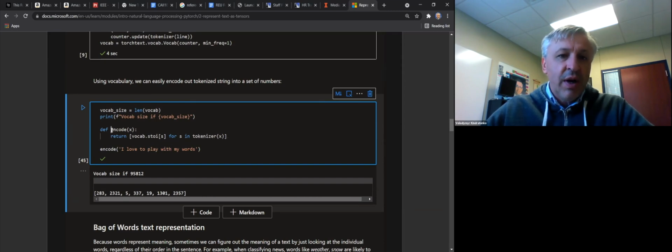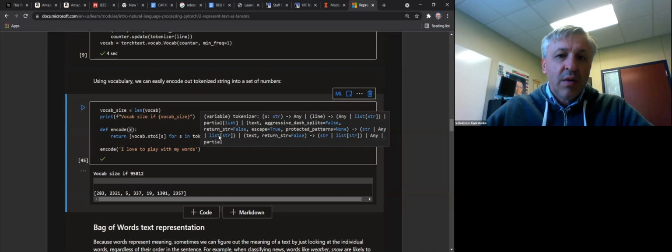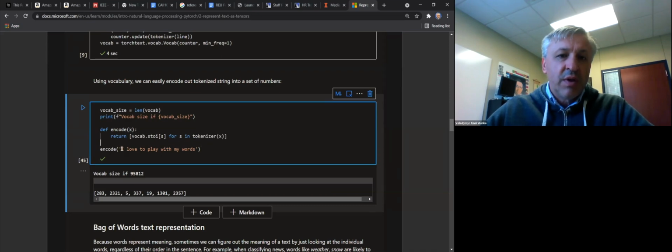So with that, we will write this simple function called encode. This function takes the input text. So for example, this will be our input. It will tokenize it, and for each of the tokens, it is going to just convert the word into its numerical representation. In this vocabulary, S to I is going to do this conversion. So for a given word given as an ASCII string, it will give us the numerical representation of where that word is in the dictionary.